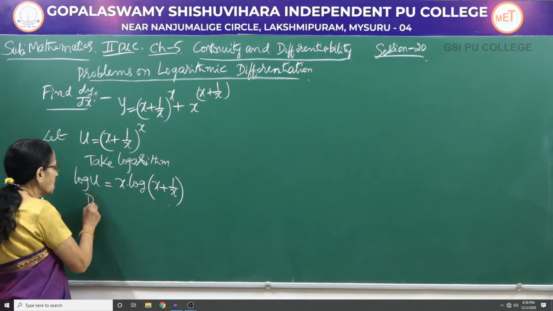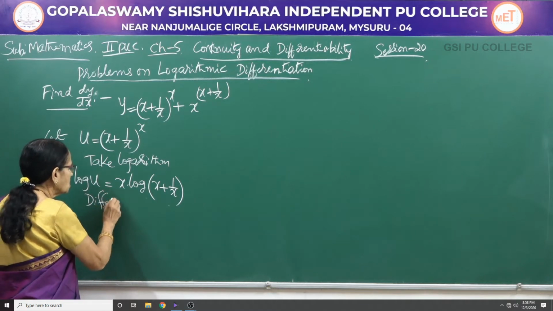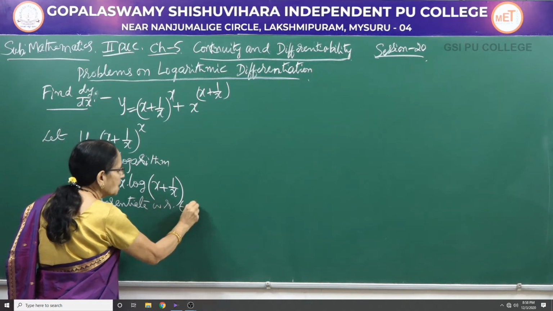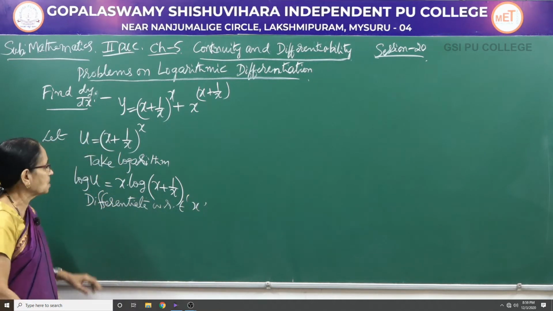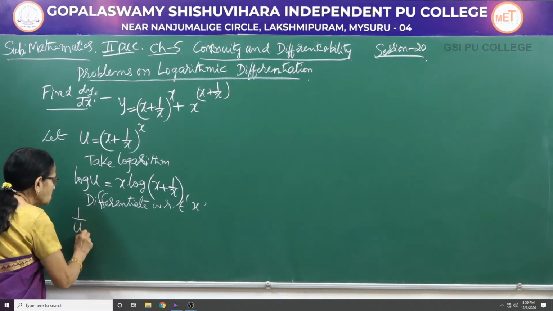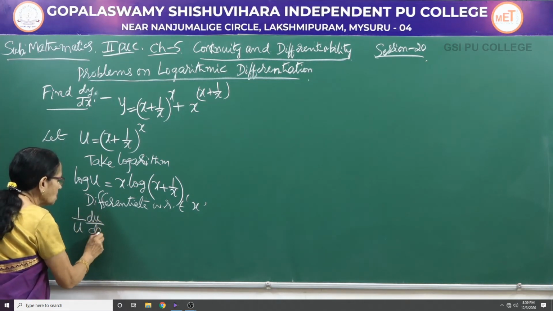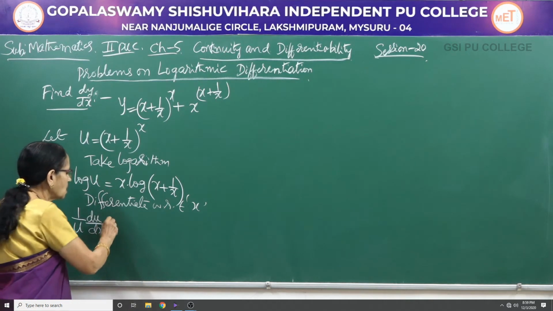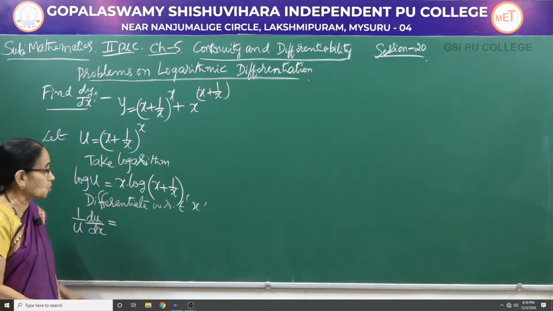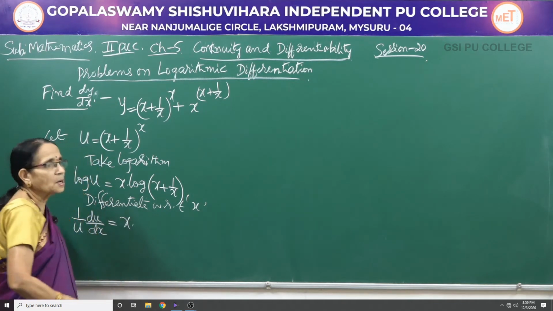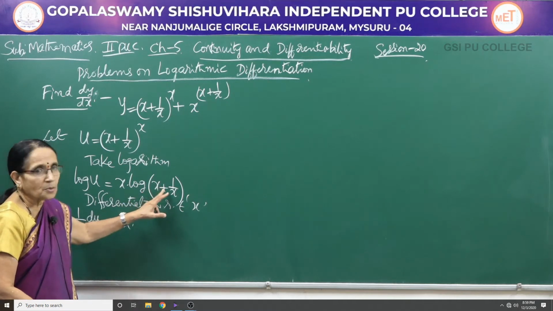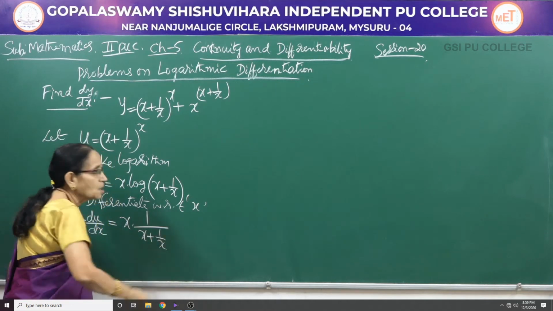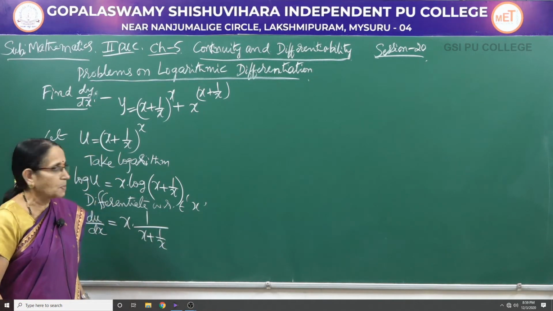Now, differentiate with respect to x. As usual, the left hand side, log u, becomes 1 by u, and u becomes du by dx. Now, here we are applying the product rule: first function x into the derivative of the second. Log of something is 1 over that something, because we know the derivative of log x is 1 by x.